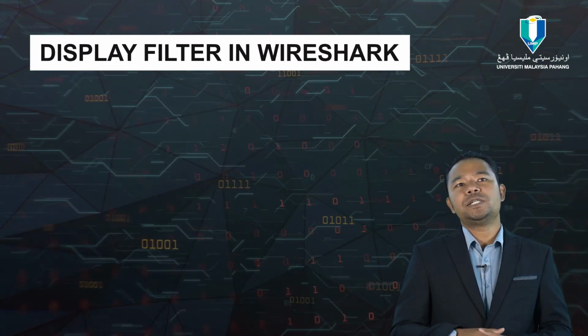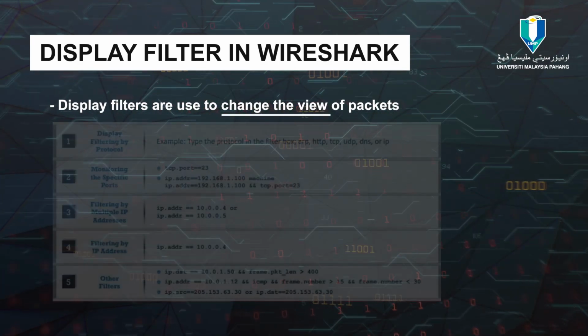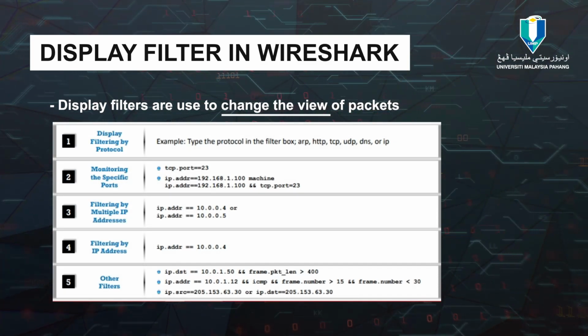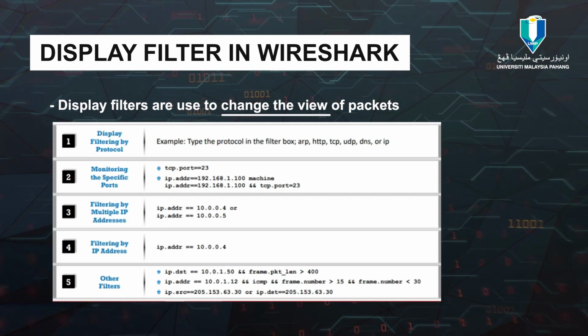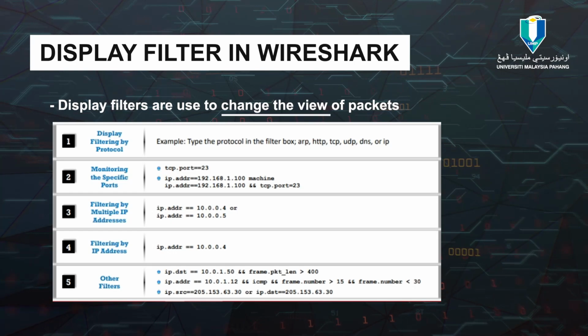Display filters in Wireshark. Display filters are used to change the view of packets in the capture file. Examples you can use are display filtering by protocol, monitoring a specific port, filtering by multiple IP addresses, filtering by IP address, and other filters.